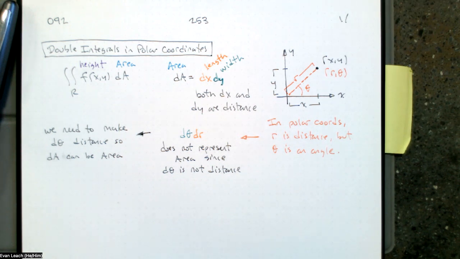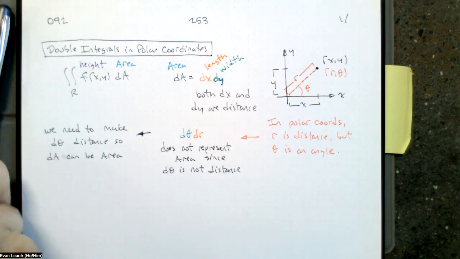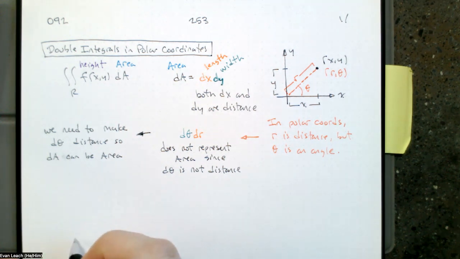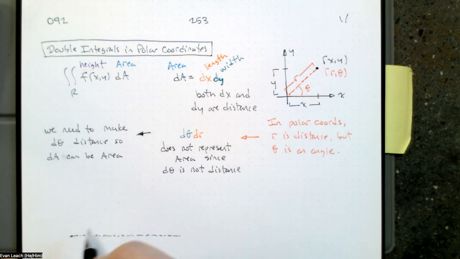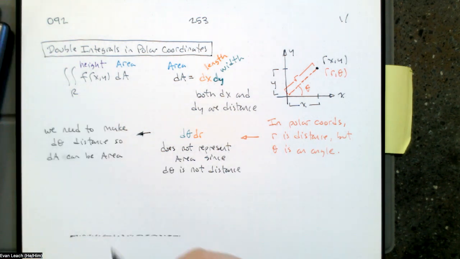So let's take a look at what's going on. Let's take a look at what our little dr is and what our d theta is. So d theta is going to be some small piece of an angle. One of the issues that we run into is that d theta is going to look gigantic in this case, but let's just say we're really far away.